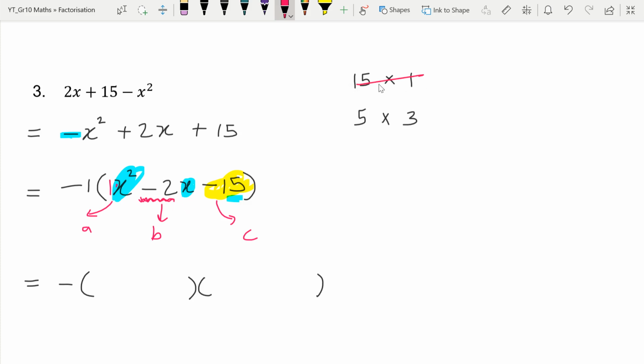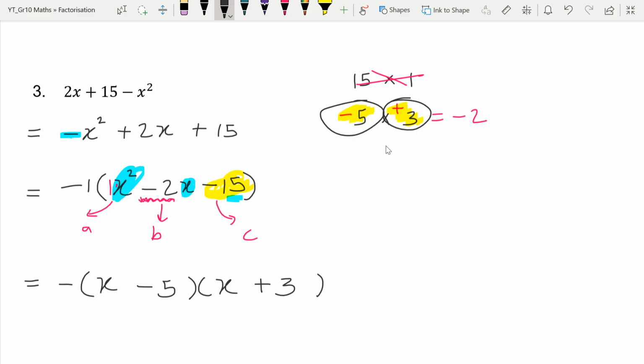Well, 15 and 1 is never going to work because it's too big. It's never going to get us back to -2. But what about if we've got -5 and we add 3? That will give us -2, which is our middle term. So that needs to go into our brackets. The square root of x squared is x and x, and then we've got -5 plus 3 that we're using as those factors, and then it's factorized.